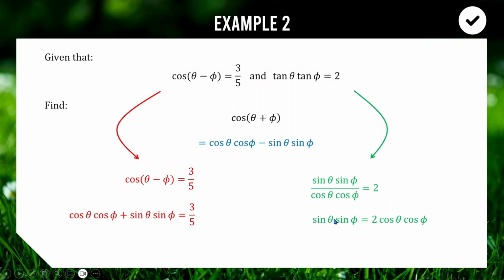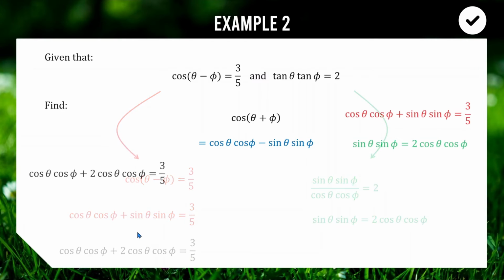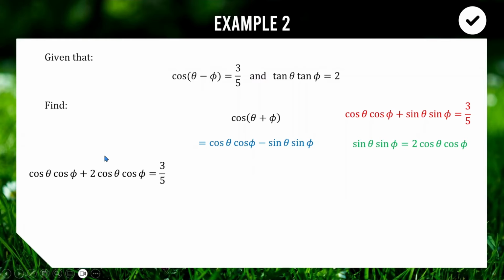Now we're ready to combine the green and red equations together to work towards the blue equation. We can take the red equation, and wherever we see sine theta sine phi, over here in green it says that sine theta sine phi is equal to 2 cos theta cos phi. So let's substitute that in and change that to a 2. I'm going to need some space now, so let's move some important stuff out of the way. The important stuff is still there, but that was the last line from the last slide. Now this is good because we have cos theta cos phi and 2 cos theta cos phi, so we can group these together.